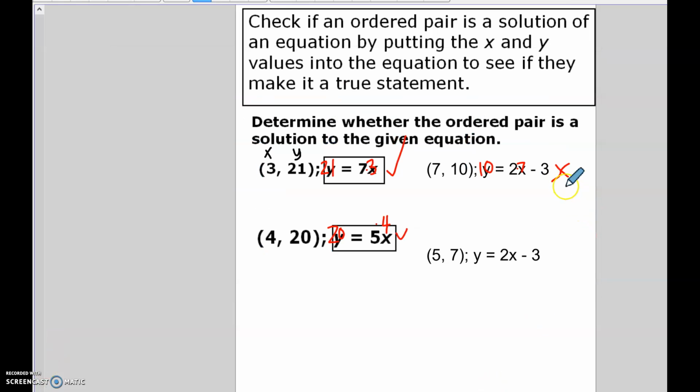Okay, so put an X there or say no. So for this next one, you try it. Plug in 5 for X and 7 for Y and see if it's true. Pause the video and try it.